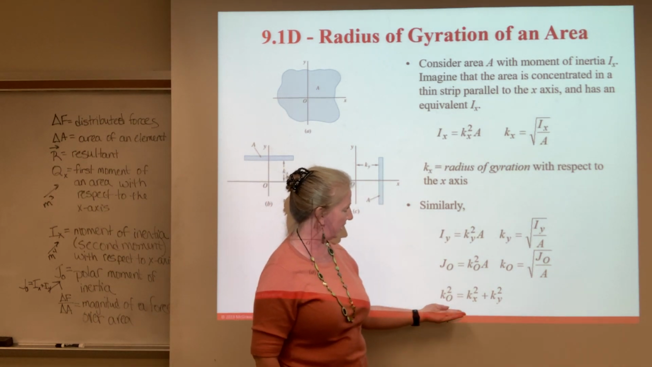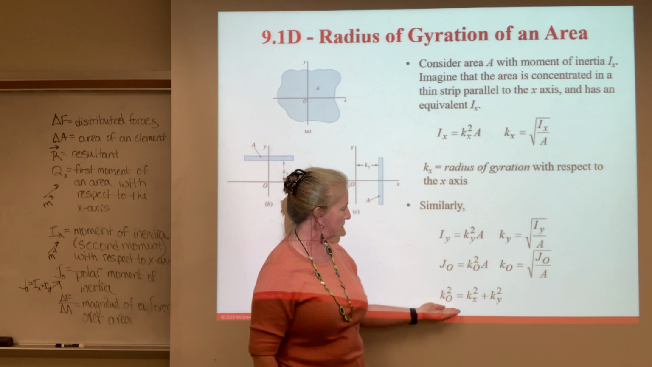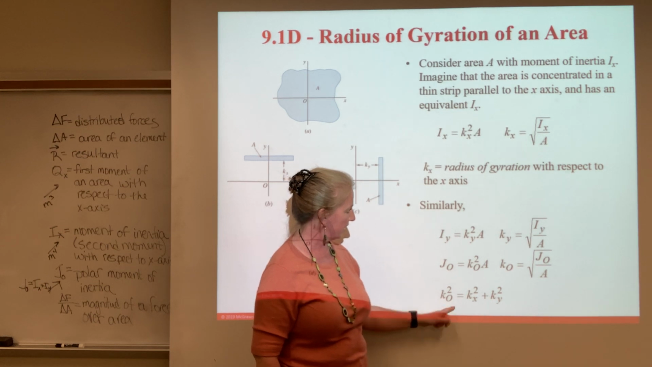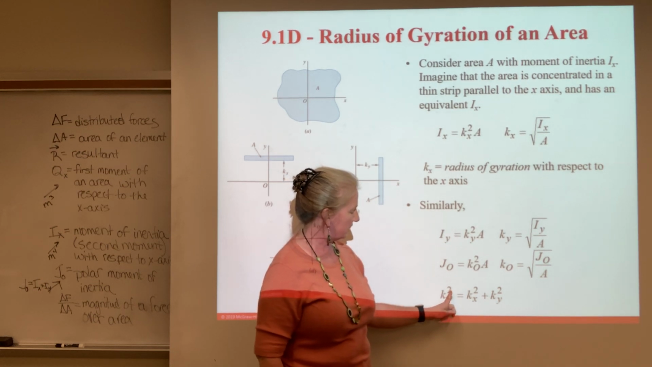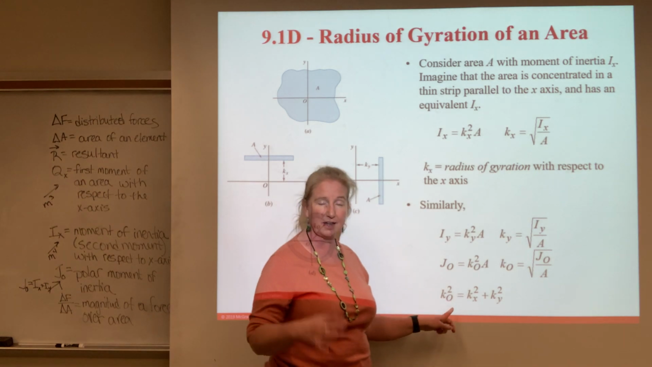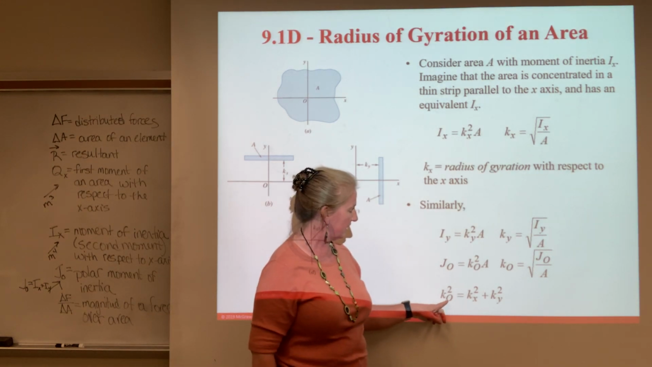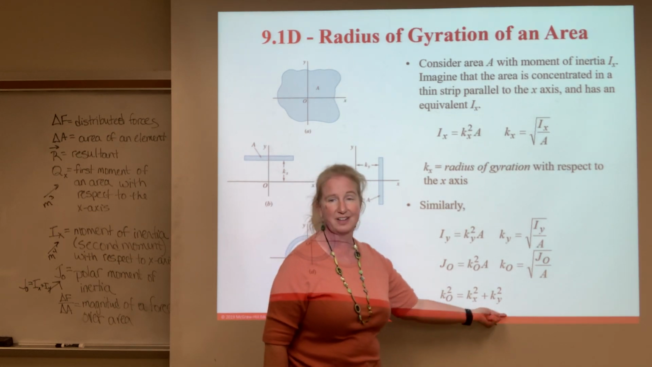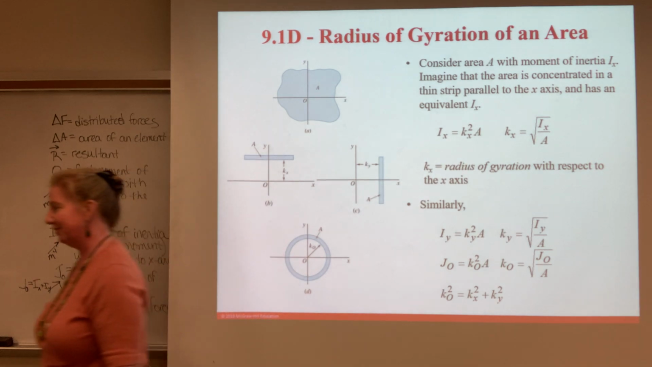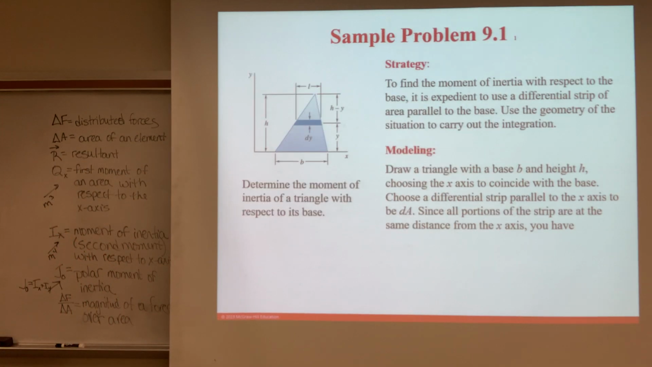Just like my polar moment of inertia, my radius of gyration squared. Again, think circles, right? The overall radius squared is the x component squared plus the y component squared. Kind of cool, huh? Think about the formula for a circle.